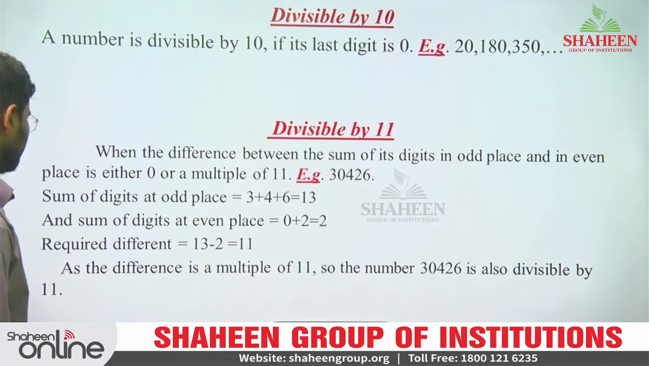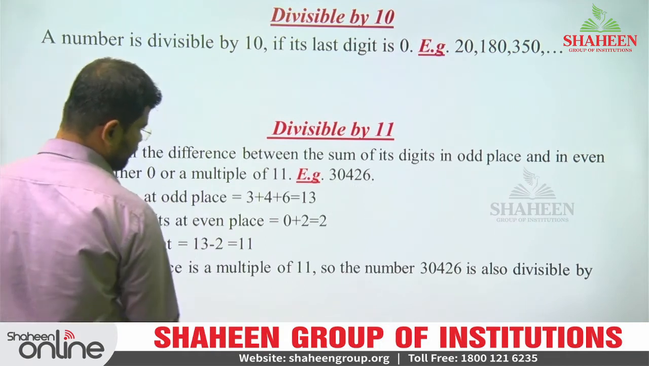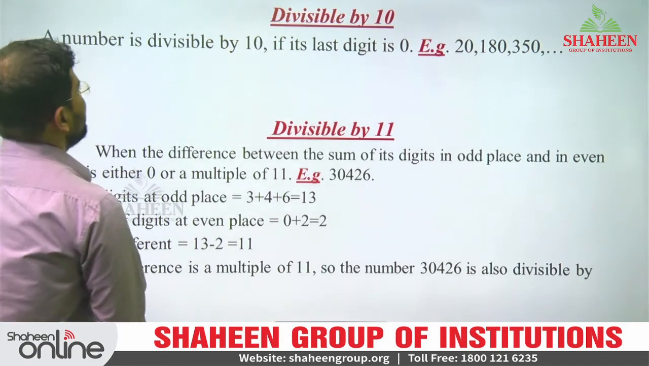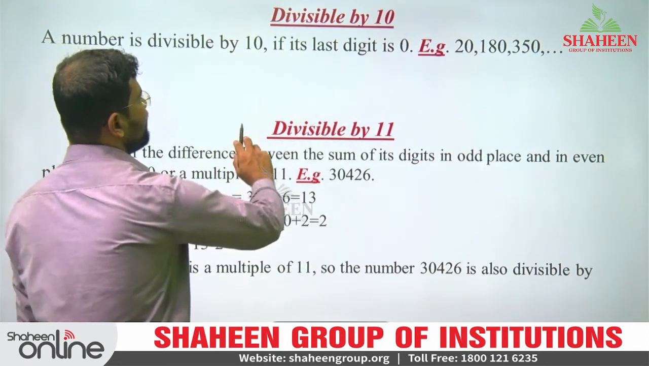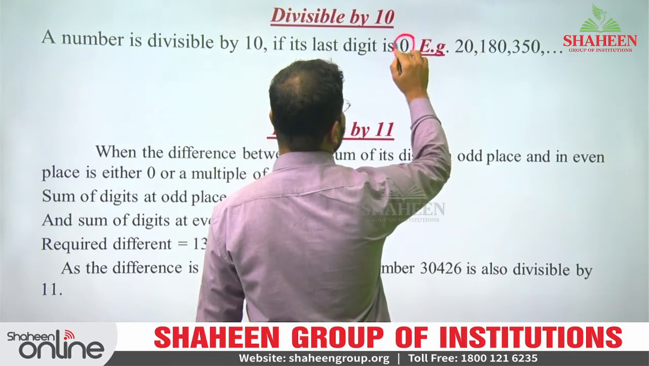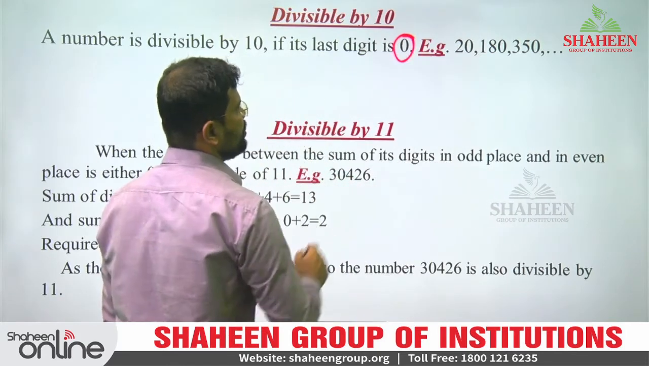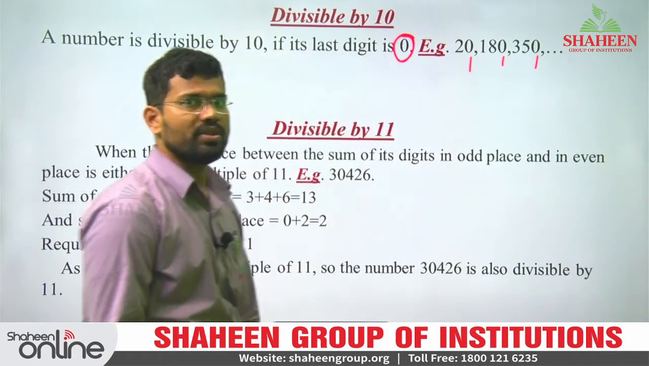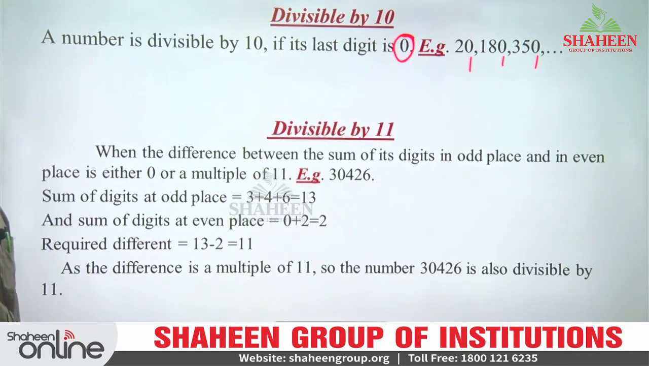Divisible by 10. A number is divisible by 10 if its last digit is 0. If the last digit is 0, of course. So this 10 is very simple. 5 and 10 is simple. 3 and 9 is simple.